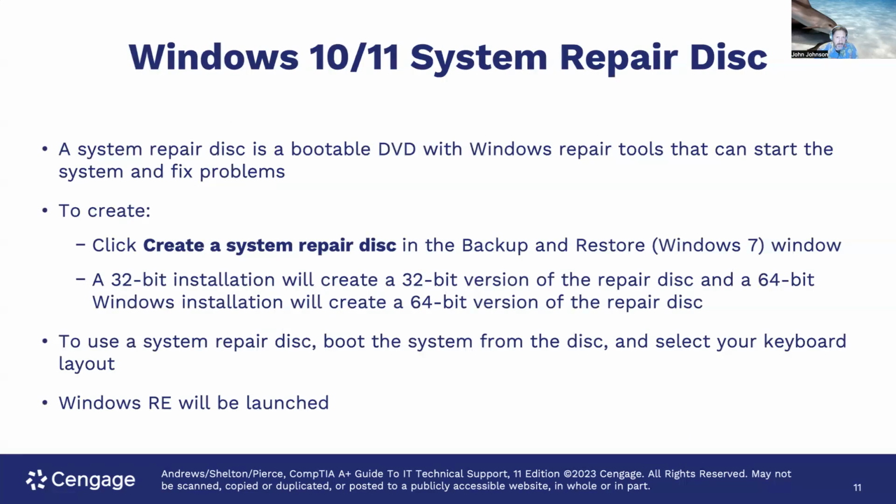So the Windows 10, 11 system repair disk. A system repair disk is a bootable DVD with Windows repair tools that can start the system and fix problems. To create it, you're going to click on Create a system repair disk in Backup and Restore from Windows 7 on Windows. And then you're going to be able to create a 32-bit installation. The 32-bit installation is going to create a 32-bit version of the repair disk, and likewise, a 64-bit will make a 64-bit version of the repair disk. To use that system repair disk, you're going to boot the system from the disk, then select your keyboard layout. And then Windows RE, the recovery environment, will be launched at that point.